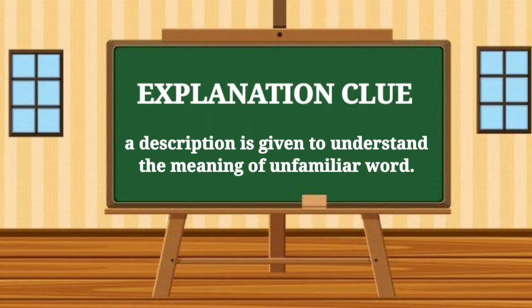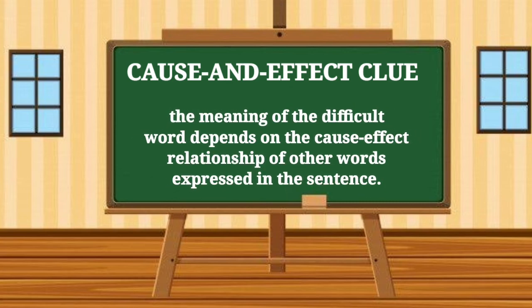Then we also have the explanation clue. In this clue, a description is given to understand the meaning of unfamiliar word. Then we have the cause and effect clue. The meaning of the difficult word depends on the cause and effect relationship of other words expressed in the sentence.